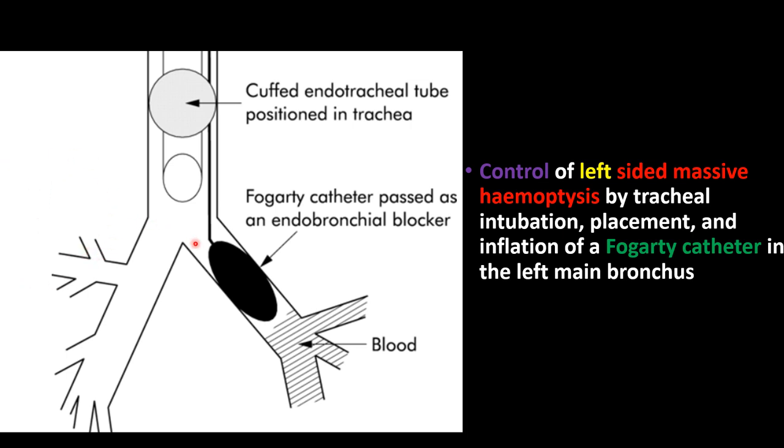So what we have done is use a normal ET tube, intubated and kept above the carina, and a Fogarty catheter is placed and an endobronchial block has been made so that the blood doesn't get aspirated and goes to the affected area.